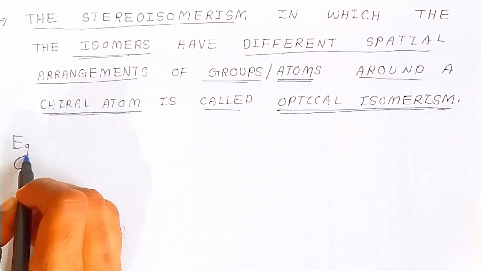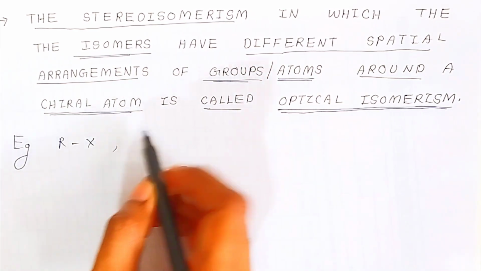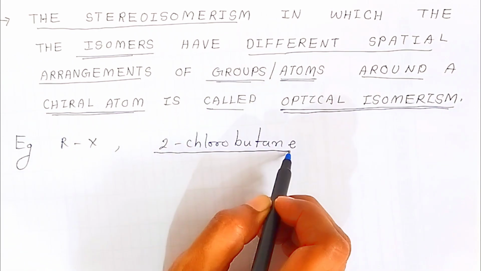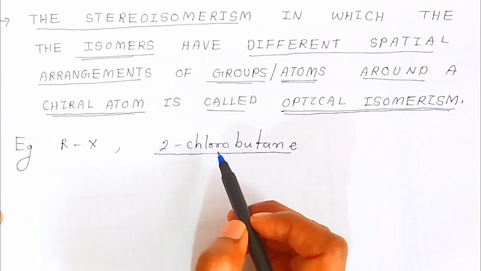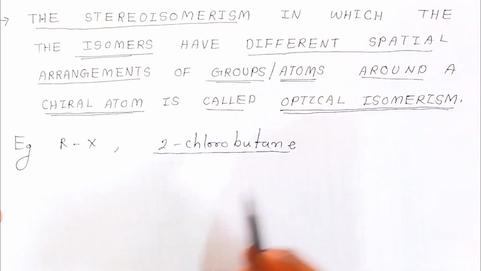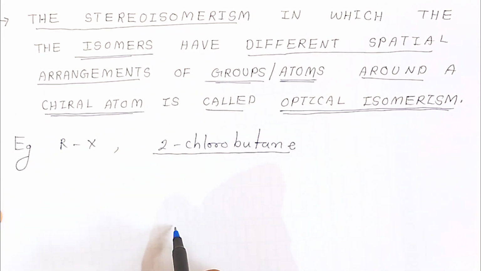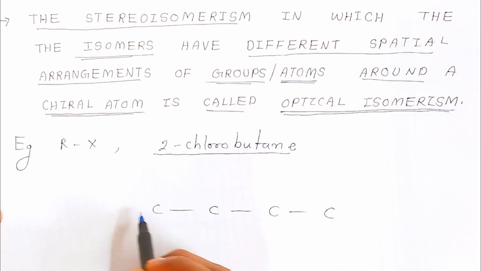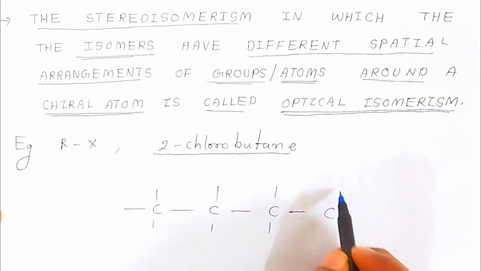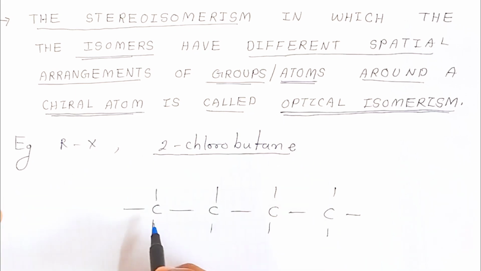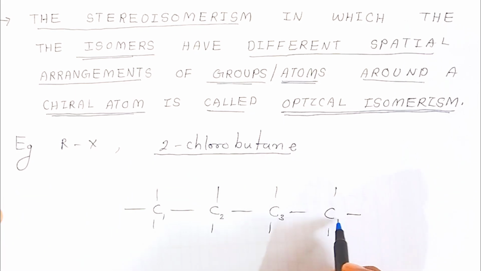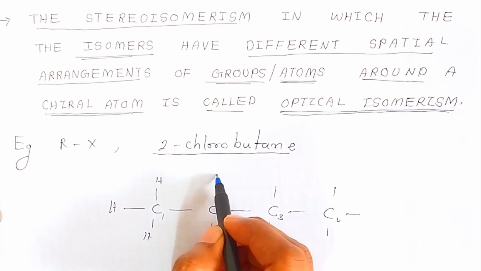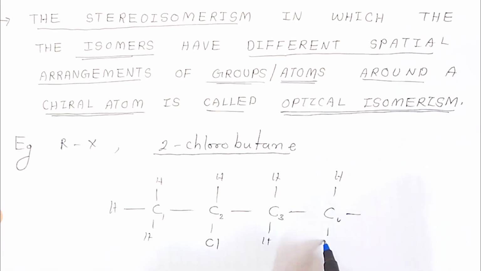Example, students, again I am taking an alkyl halide. Which type of alkyl halide, students? 2-chlorobutane. Because 2-chlorobutane has a chiral atom, it will have optical isomerism. Here in 2-chlorobutane there are 4 carbons. All carbons are tetravalent. Now fill the valence at carbon number 2. This is carbon number 1, 2, 3, 4. At carbon number 2 a chlorine is attached, other valency by hydrogen. So this is the structural form of 2-chlorobutane.